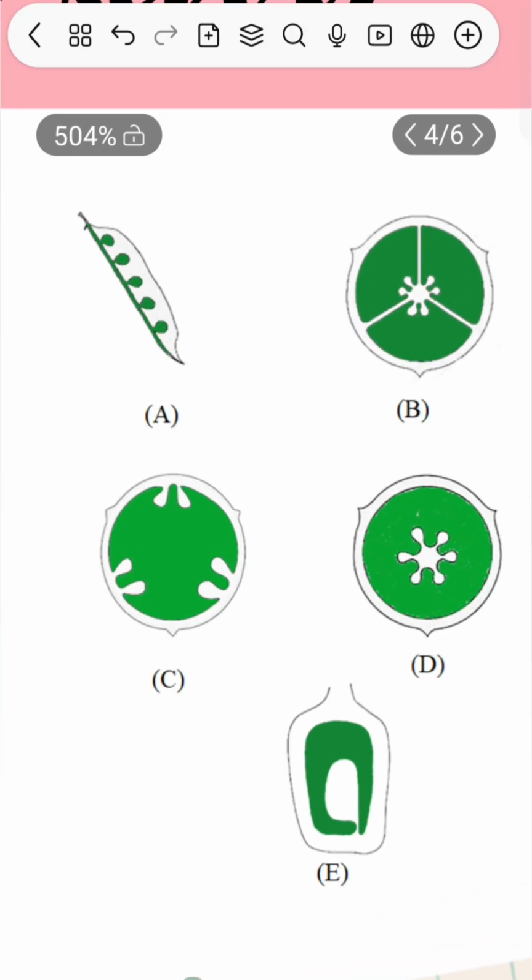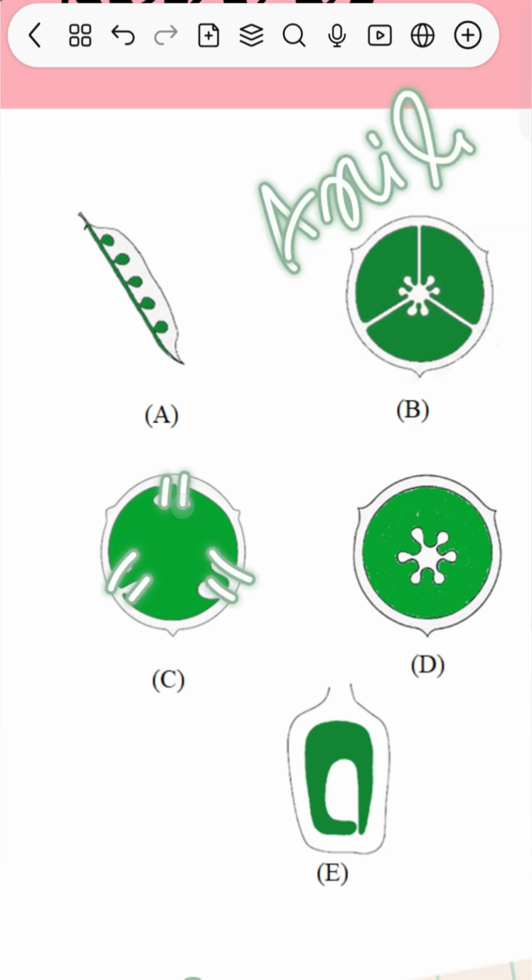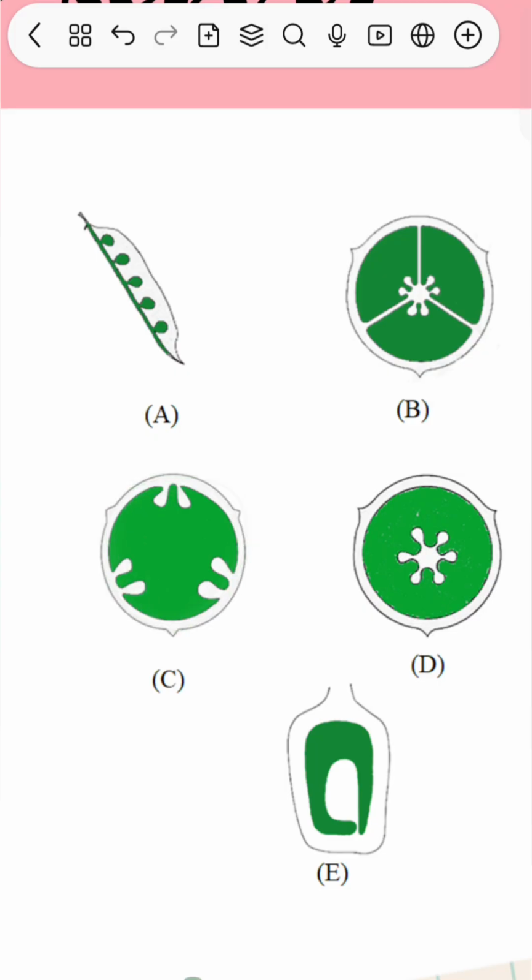From seeing this picture, easily you should say this is marginal. It's present only on one side. This is central and it has a partition. On the center the ovules are attached, but it has the partition also. So this is axial. Here it is present on the inner wall.